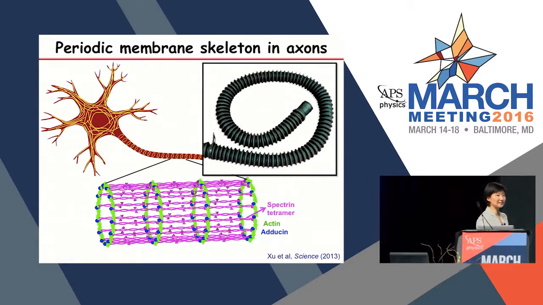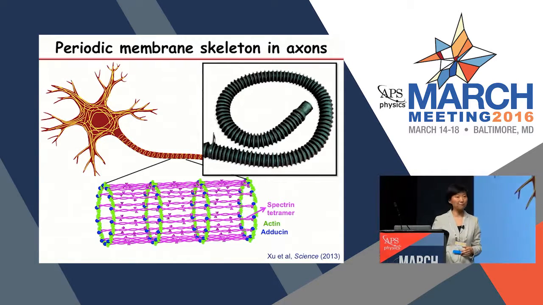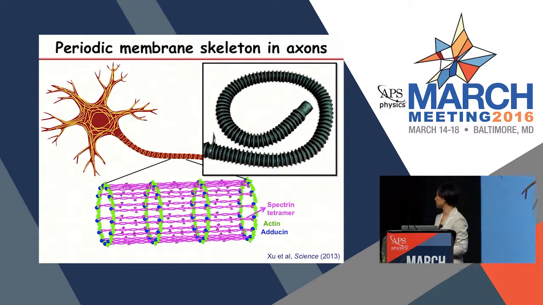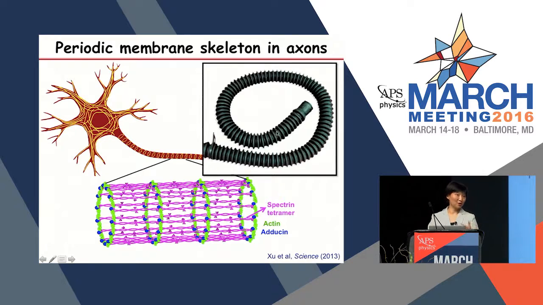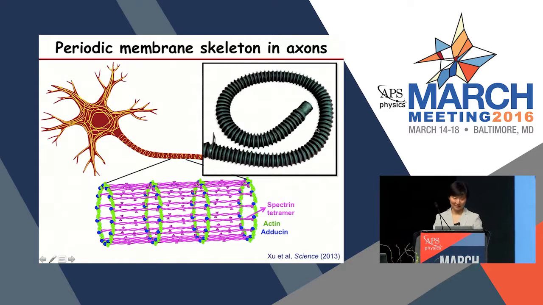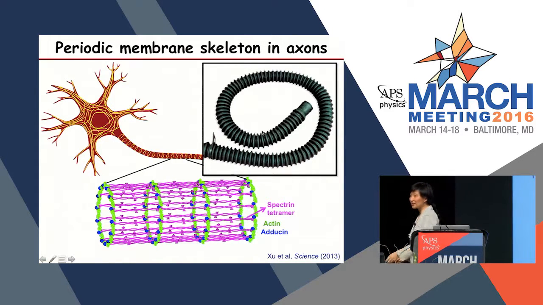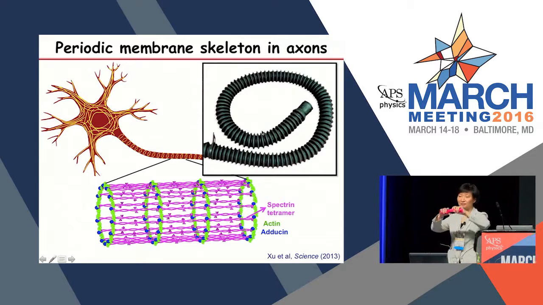Now, if I tell you that this actin ring is pretty rigid, but the spectrin tetramer is very flexible, then you couldn't help thinking about a structure like that, right? Well, I don't know whether you couldn't help. We couldn't help thinking about a structure like that.